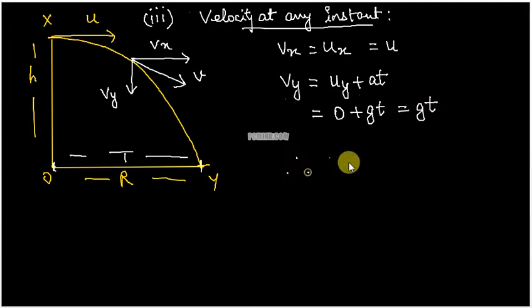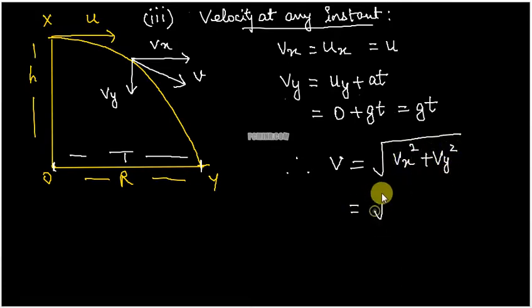Therefore, by vectors, you already know how to find the magnitude of this net velocity. It's going to be equal to the square root of the sum of squares of the two components, vx square plus vy square. So you just get v, the velocity at any instant, is equal to the square root of u square plus g square t square.